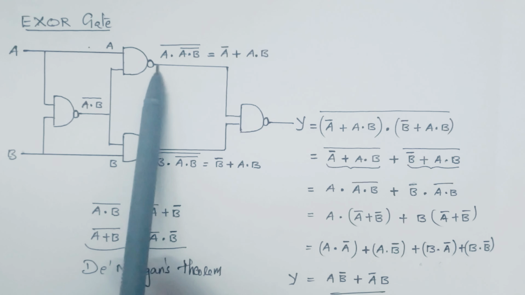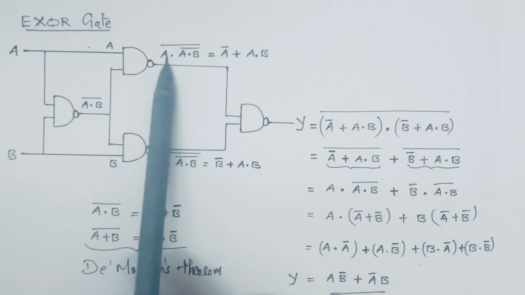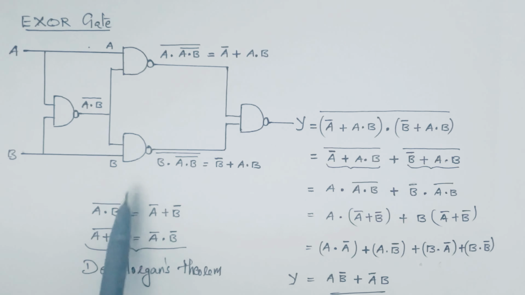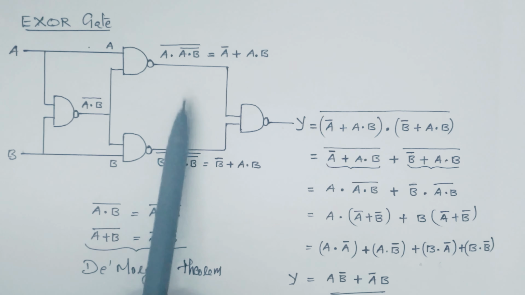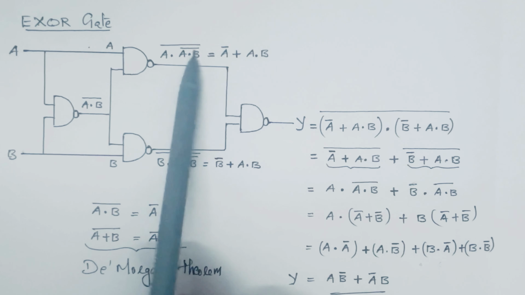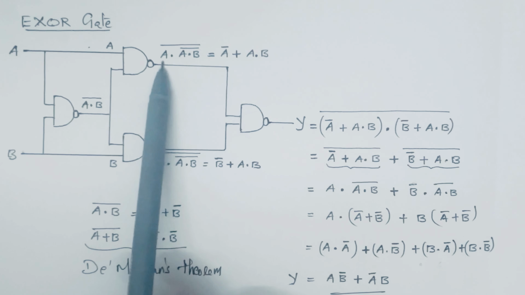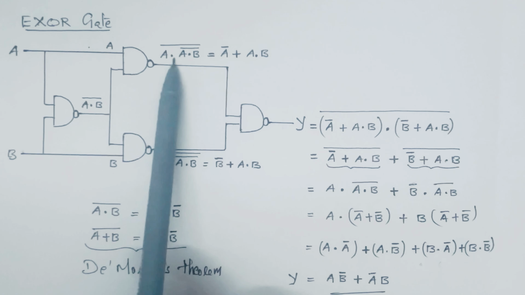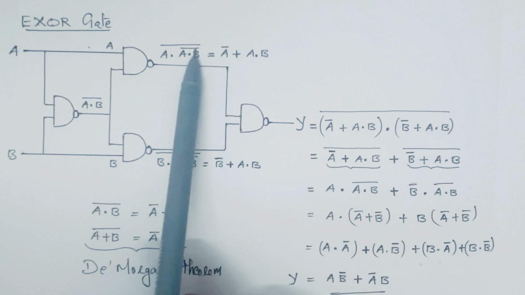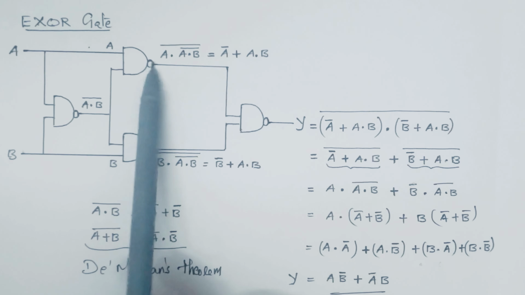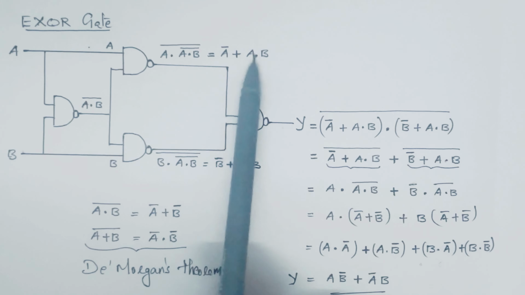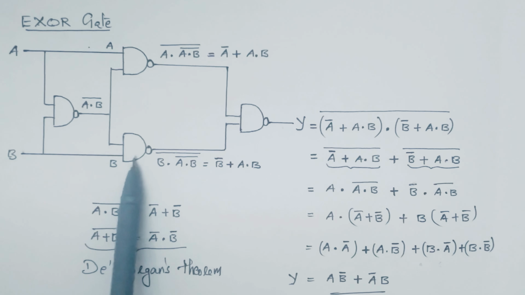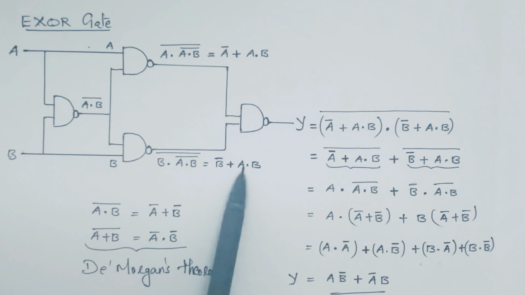So this is the output of this NAND gate, which is the same as, again we are applying De Morgan's theorem. What is De Morgan's theorem? A dot B the whole bar is equal to A bar plus B bar. Here A is A and B we are taking as A dot B the whole bar. So A bar, what is A bar? A complement. We are getting the same A complement plus, here B is what? A dot B the whole bar. So A dot B the whole bar will be A dot B. So the output of this NAND gate will be A bar plus A dot B. Same way, the output of this NAND gate will be B bar plus A dot B.